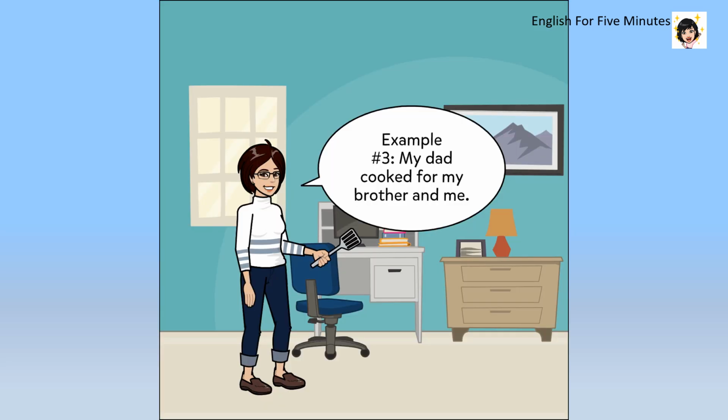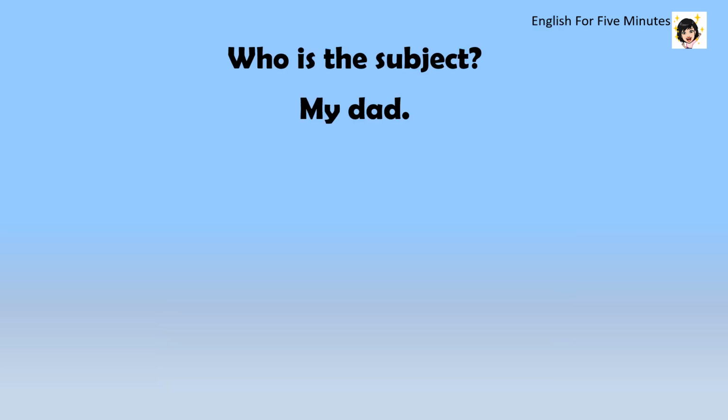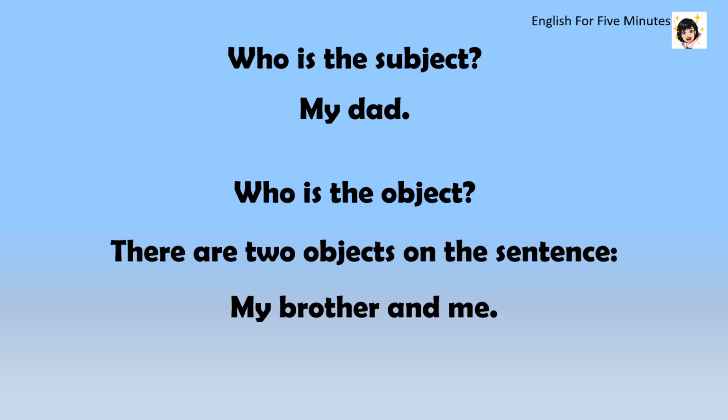Okay, example number 3. My dad cooked for my brother and me. Who is the subject? My dad. Who is the object? Well, there are two objects in the sentence, my brother and me.